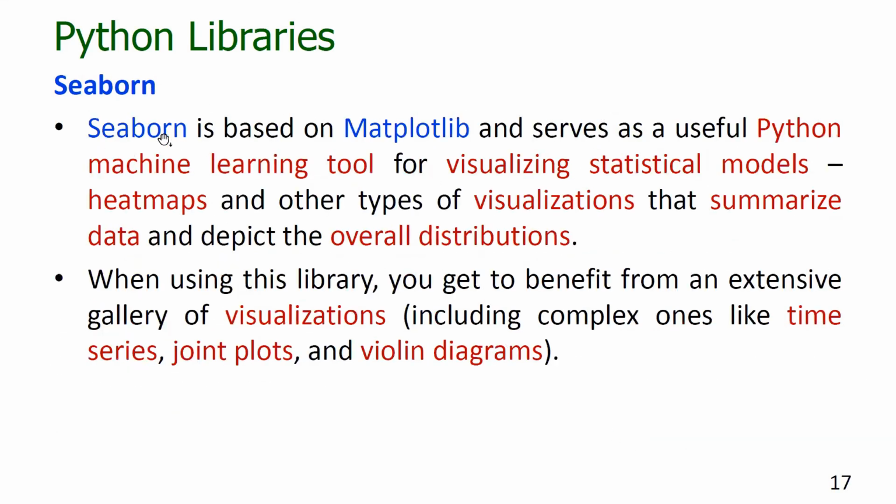Then the next library is Seaborn, which is based on Matplotlib and serves as a useful Python machine learning tool for visualizing statistical models, heat maps, and other types of visualizations that summarize data and depict the overall distributions. When using this library, we can benefit from an extensive gallery of visualizations, which includes complex ones like time series, joint plots, and Venn diagrams.